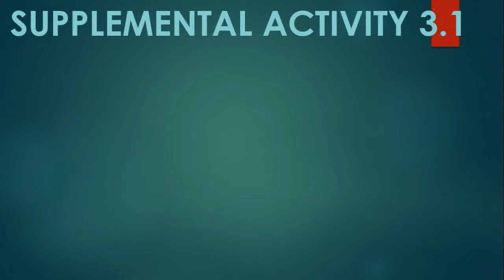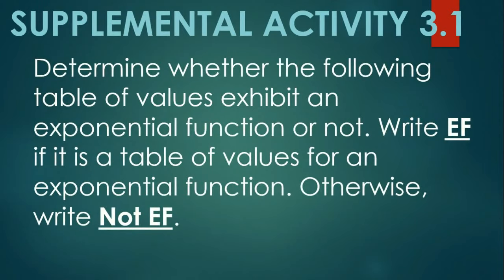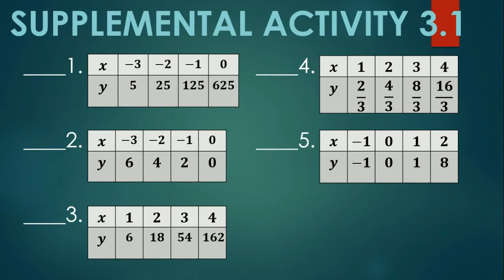For the activity, you do this supplemental activity 3.1. Determine whether the following table of values exhibit an exponential function or not. Write EF if it is a table of values for an exponential function. Otherwise, write not EF. So here are the given table of values. We have 5 table of values.